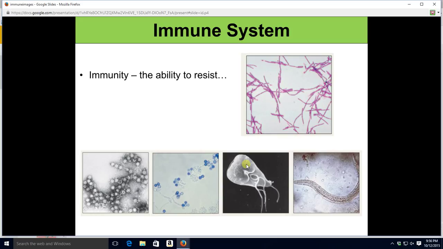So, this is our first lecture on the immune system, where we're going to talk about immunity, the ability to resist disease, to resist pathogens, foreign things, whether it's bacteria, viruses, protista, worms, whatever you might have. You encounter all these things all the time. But normally they don't knock you down because of your immune system, your amazing immune system.